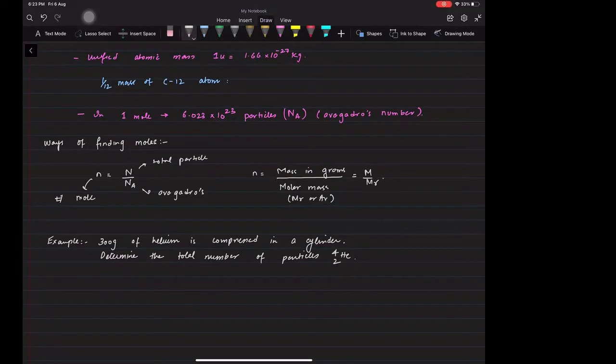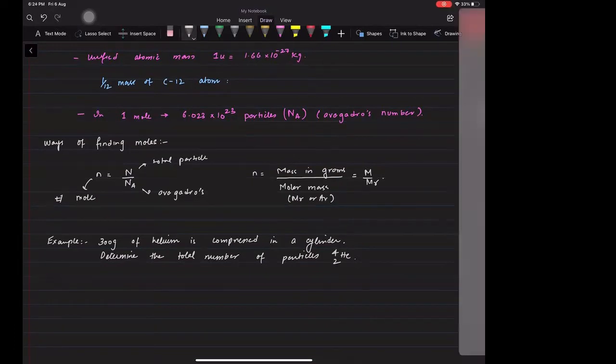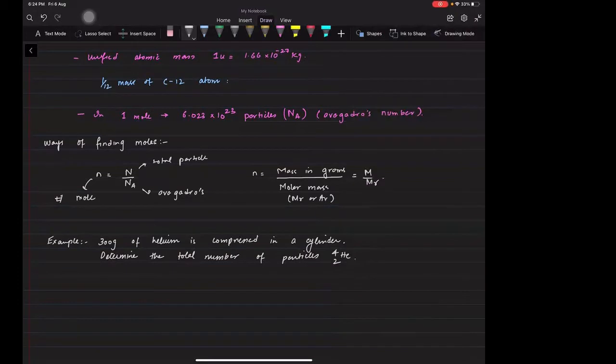You must hate this chapter then. Yes, this is the worst chapter in physics. Yes, sure.